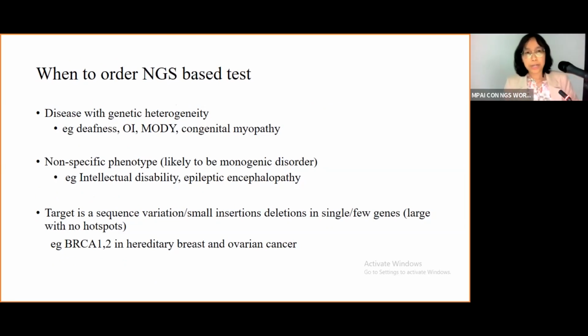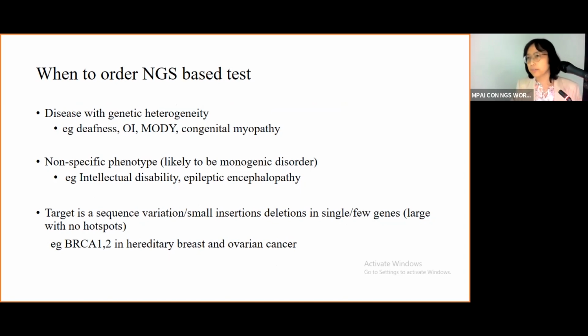So when to order an NGS-based test in the clinic, the list is very long, but just a few fundamental aspects. When you have a disease which has genetic heterogeneity, that means the disease is caused by more than one gene. So we have osteogenesis imperfecta, which is caused by more than 20 different genes. Then if you have a phenotype like intellectual disability, where it can be caused by more than 500, 600 different genes, then NGS or an exome sequencing is the way to go.